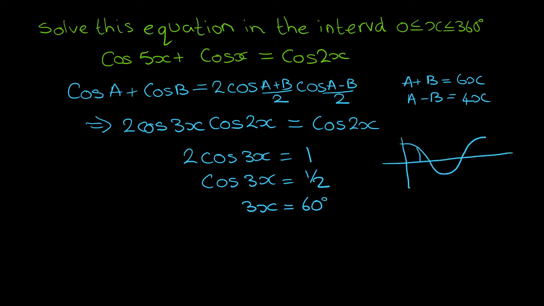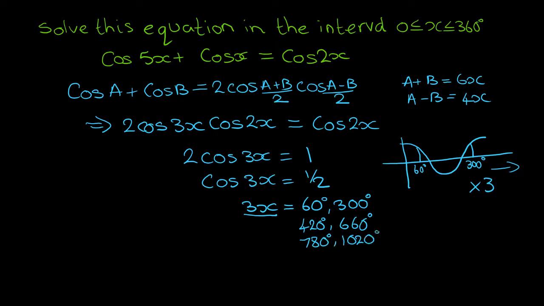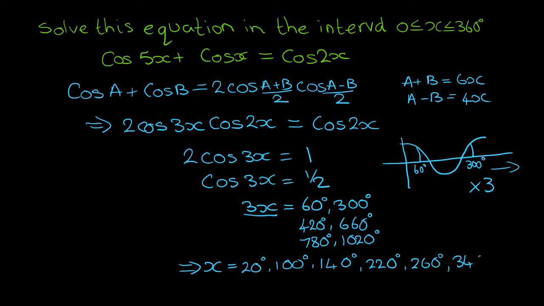We can see from the diagram we'd have it at 300, but because it's 3x, we actually need to go 3 times as far. So we also have 420, 660, 780 and 1020. Therefore x, when we divide through by 3, will be 20, 100, 140, 220, 260, 340.